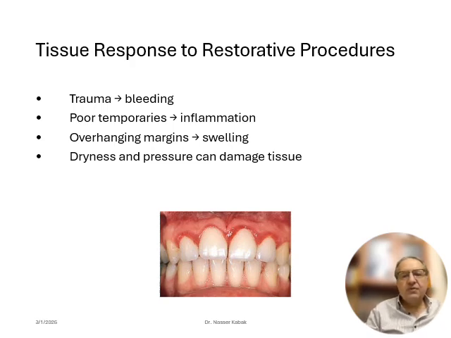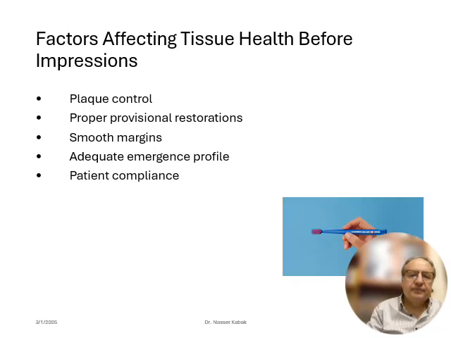The response of the tissues to restorative procedures is important. If you have badly fitting temporary restorations, they will lead to trauma and also to bleeding. Poor temporaries will lead to inflammation, and overhanging margins that extend beyond the restoration contour will lead to swelling, and also to pressure on the gingival tissues and finally damage to the tissues.